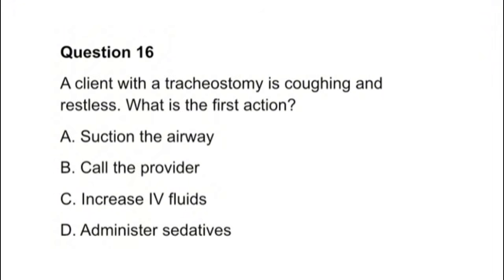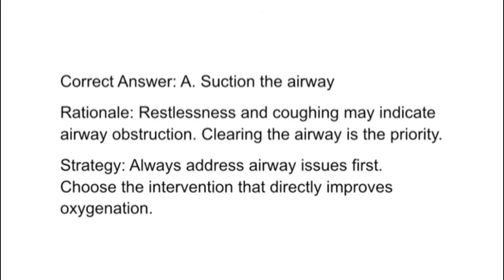Question 16. A client with a tracheostomy is coughing and restless. What is the first action? A. Suction the airway. B. Call the provider. C. Increase fluids. D. Administer sedatives. Correct answer: A. Suction the airway. Rationale: restlessness and coughing may indicate airway obstruction.